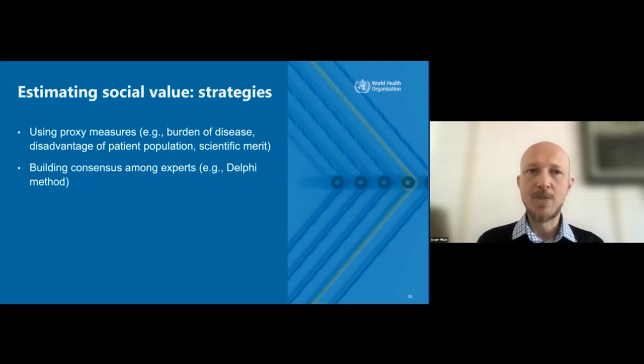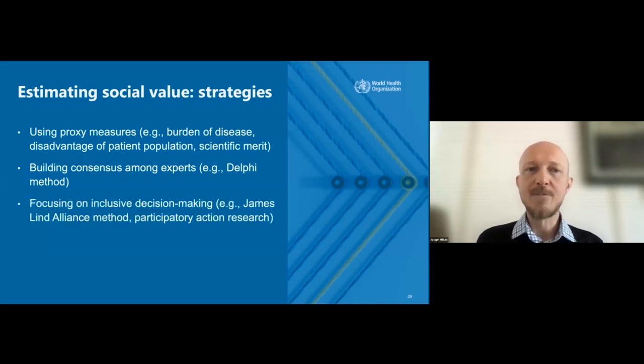Another is to use some method for building consensus among experts. So the Delphi method, for example, is basically used in order to try to do forecasting when it's not possible to run a calculation of what's going to happen in the future. And that's the reason why it gets adapted so often for research priority setting. Similarly, I think those methods that involve focusing on inclusive decision-making, like the James Lind Alliance method that we heard about last week, or participatory action research, are also based on a view that we're going to get the most socially valuable research options chosen when the people who are most affected by the research get to be an essential part of the decision-making team.